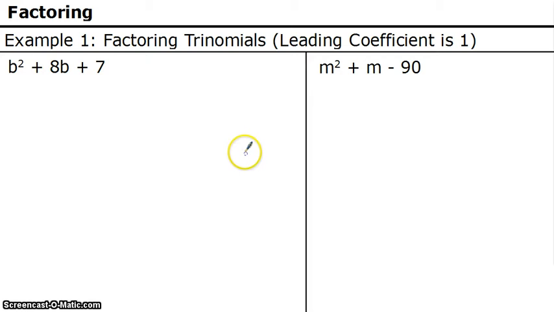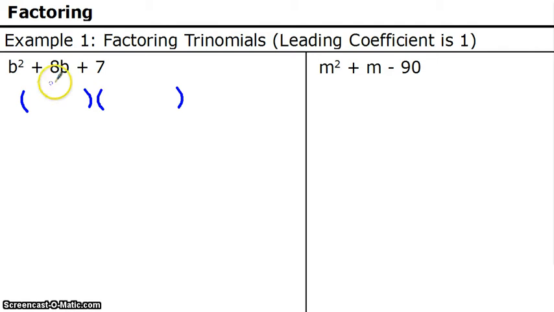All right, let's try a couple examples. These are the easiest ones. These are trinomials where the leading coefficient is 1. What that means is that in front here, there's no other number, so it's assumed to be a 1. You'll never really see that 1 written there, but if there's no other number, that's what they're talking about, leading coefficient of 1. These you can just jump straight into the parentheses.